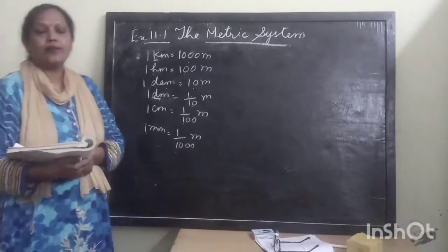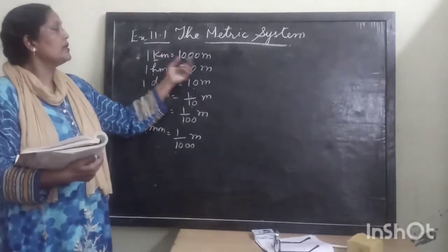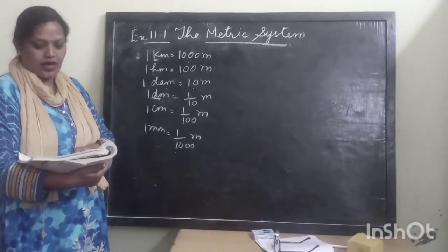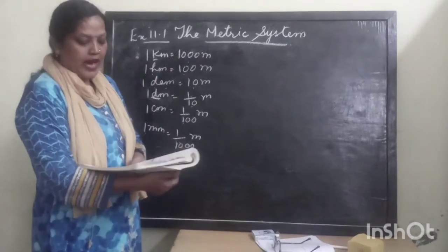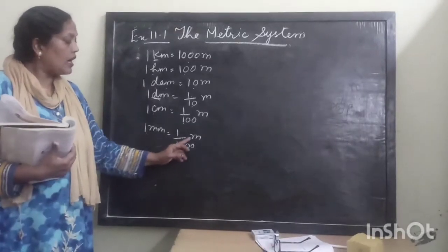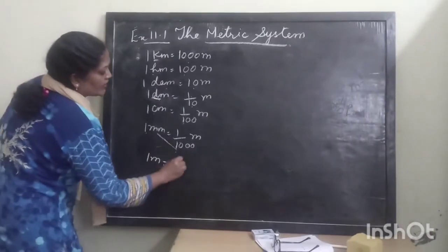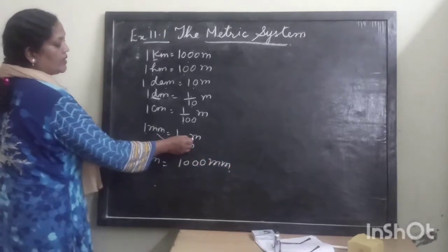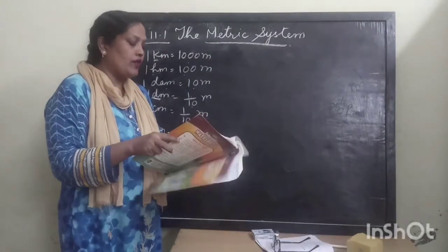First exercise is fill in the blanks. 1 kilometer equal to dash meters. You know 1 kilometer, how many meters are there? 1000. 1 kilogram is dash grams, 1000 grams. 1 kiloliter, all kilos we will have 1000 only. Dash millimeter is 1 meter. See here, 1 millimeter equal to 1 over 1000 meter. Now they are saying 1 meter is, cross multiply it. That will be 1000 millimeter. 1 meter is 1000 millimeter. Like this you will complete exercise 11.1.